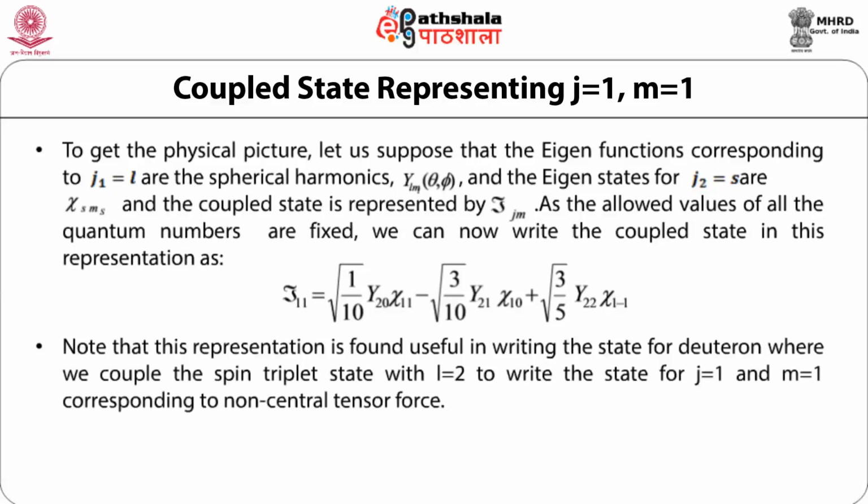Note that this representation is found useful in writing the state for deuteron, where we couple the spin triplet state with L equal to 2 to write the state for J equal to 1 and M equal to 1, corresponding to the non-central tensor force.